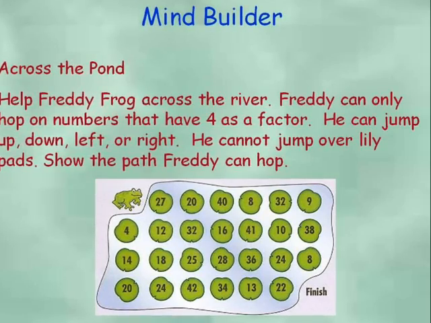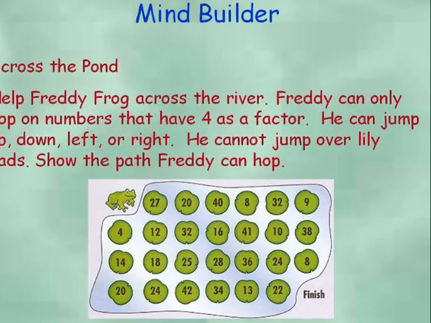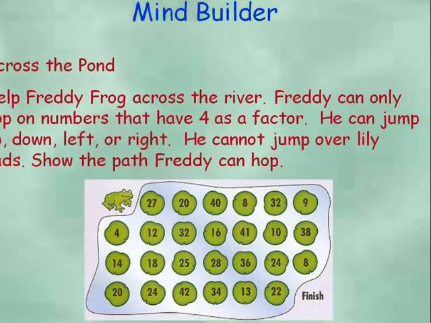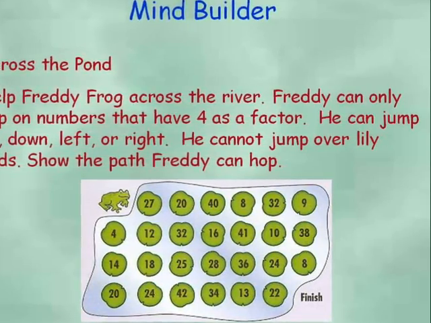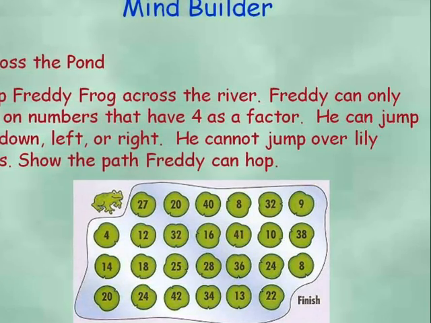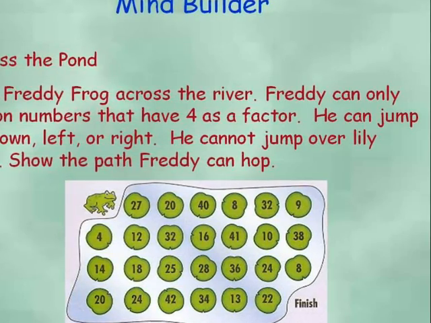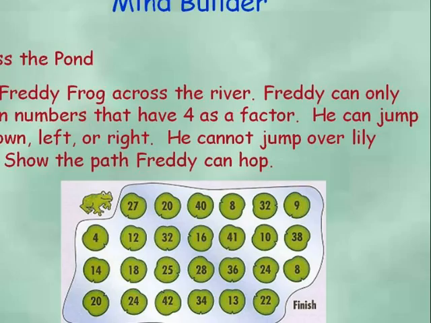I thought this was a nice example of one of the mind builders that we use in class. I have these every session. We have a mind builder. This particular one is "Across the Pond": help Freddy Frog across the river. Freddy can only hop on numbers that have 4 as a factor. He can jump up, down, left, or right. He cannot jump over lily pads. Show the path Freddy can hop.